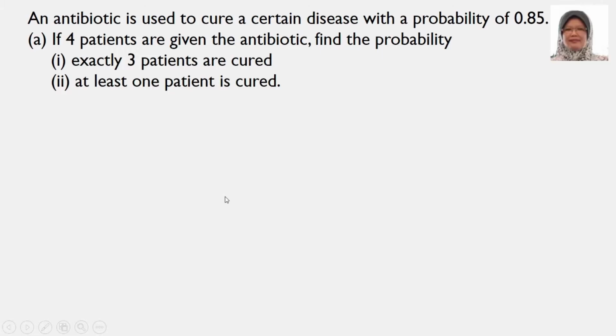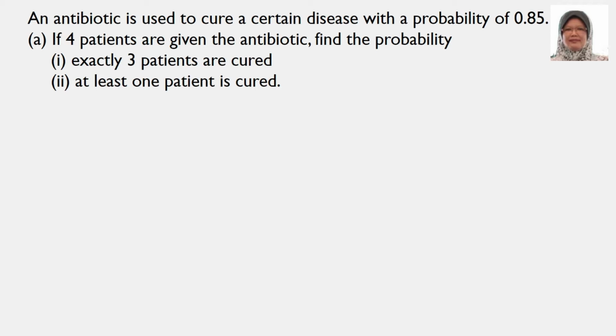An antibiotic is used to cure a certain disease with a probability of 0.85. A. If 4 patients are given the antibiotic, find the probability 1. Exactly 3 patients are cured. 2. At least 1 patient is cured.